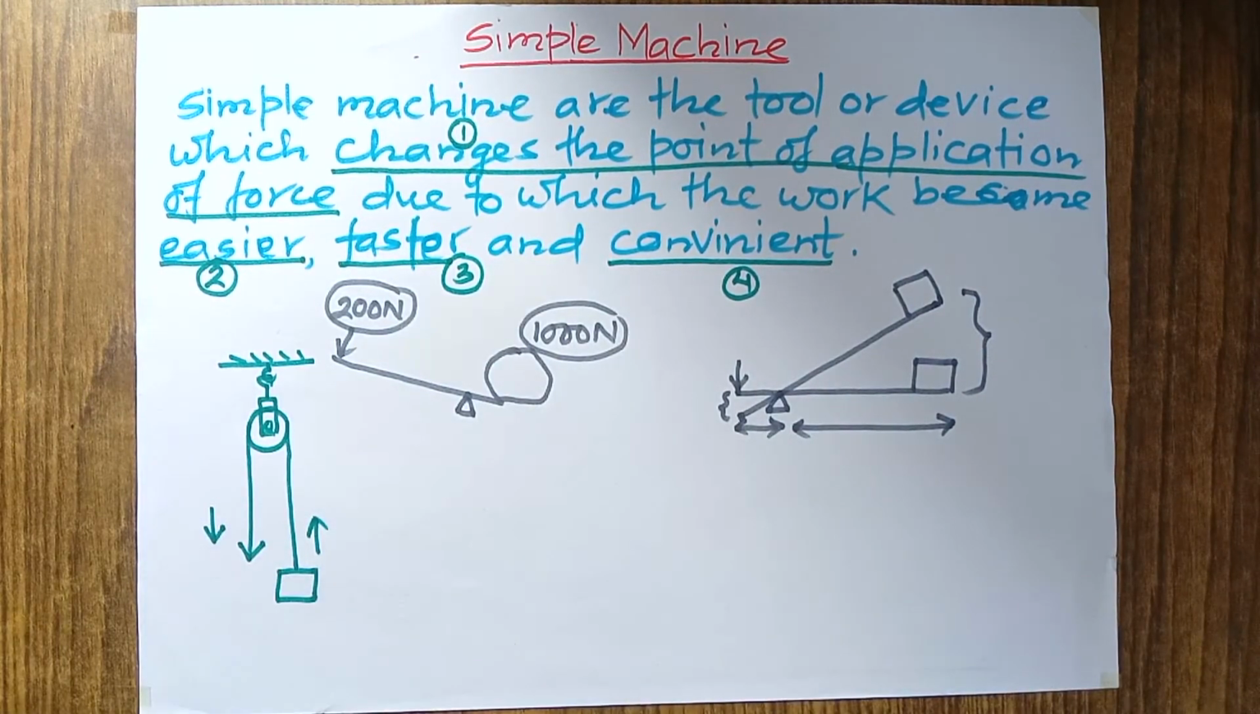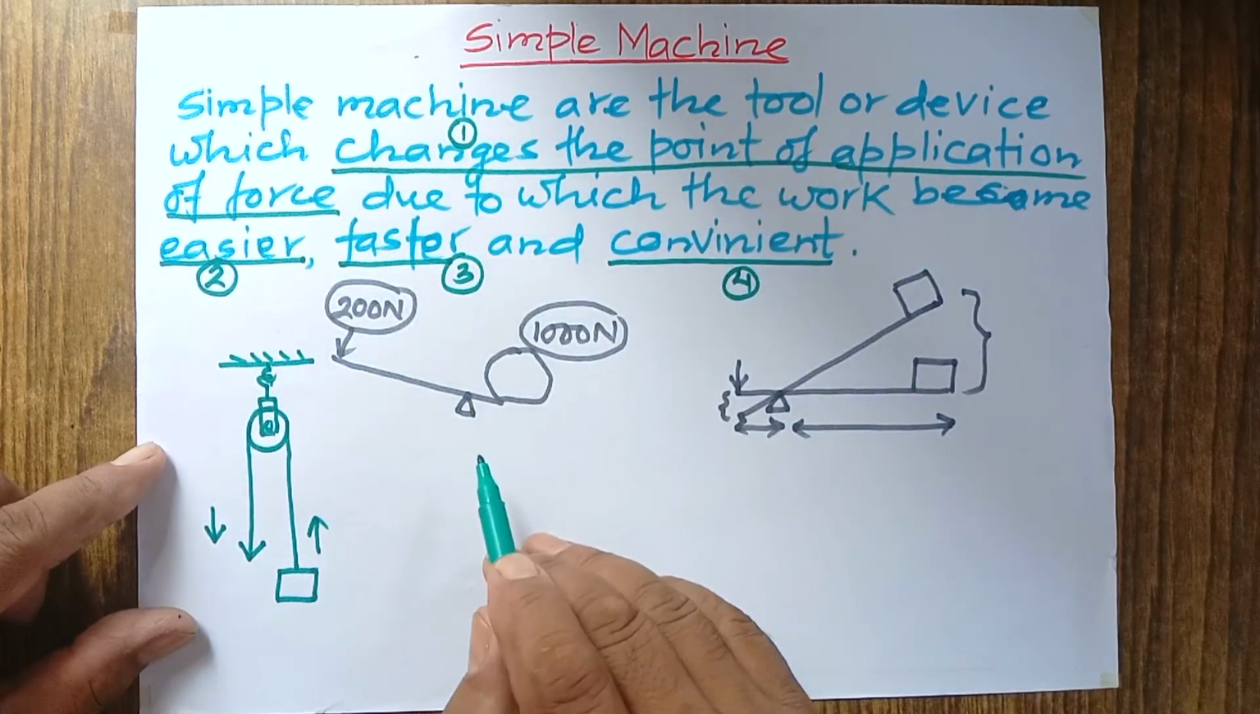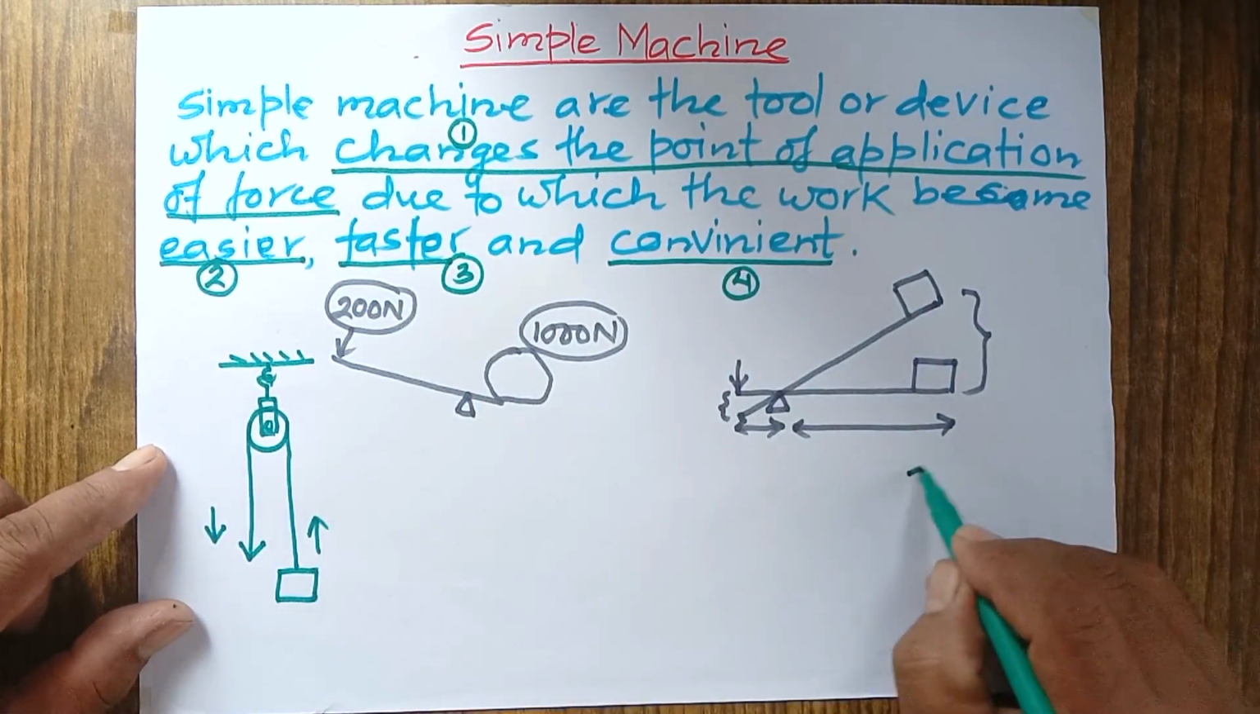These are the meanings of the different points kept in the definition of simple machine. Okay, this much for today.